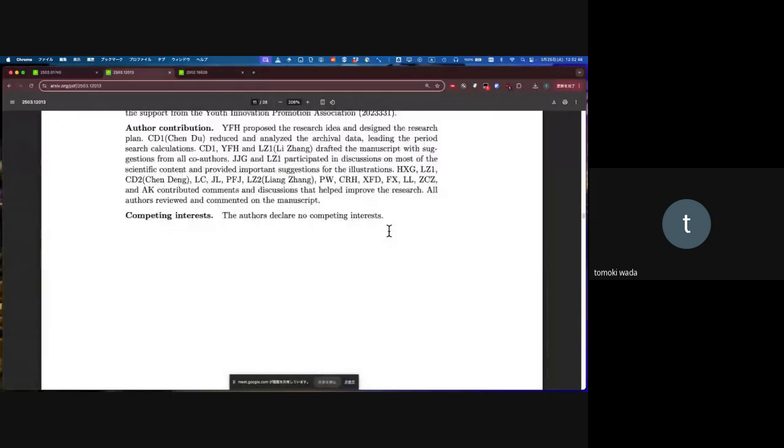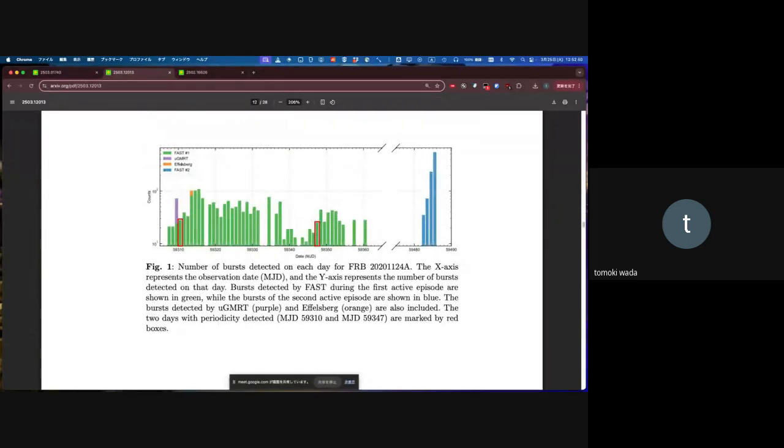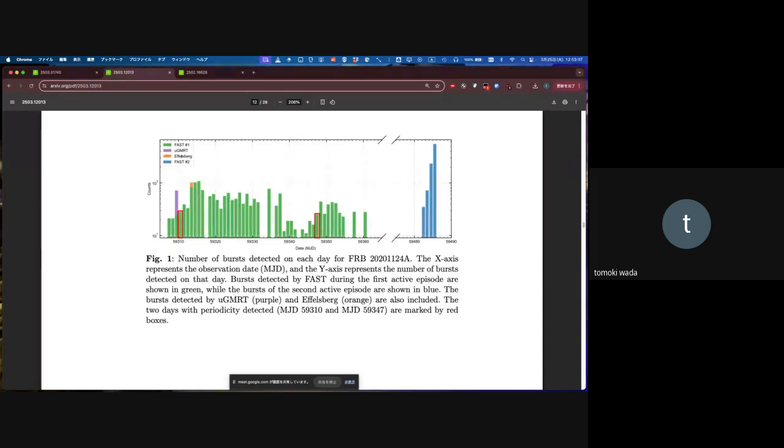Let's move on to the figures. Okay, this one. This is the time when they observed, and they mainly use FAST, the green and blue bars. For each of these days they conduct a periodicity search, and just in these 2 red days they find periodicity. On the other days they cannot find it, so it is a kind of mystery of this finding. But at least they say they find this periodicity in these 2 days at about 9 sigma or 10 sigma.